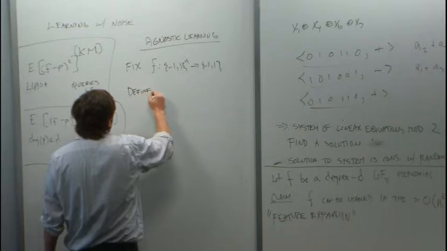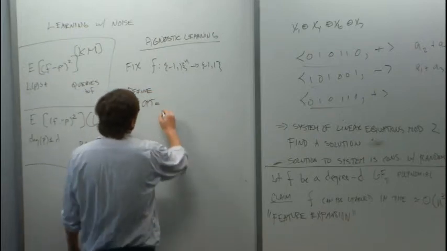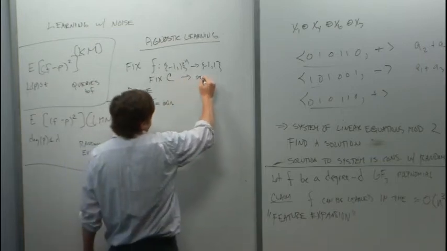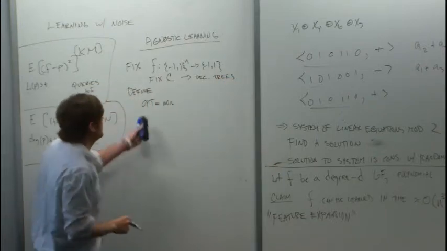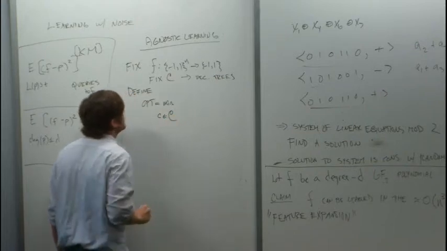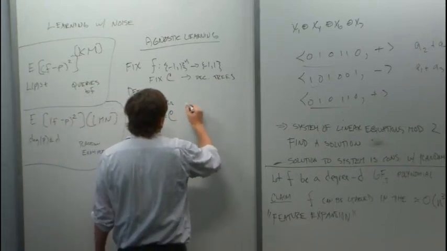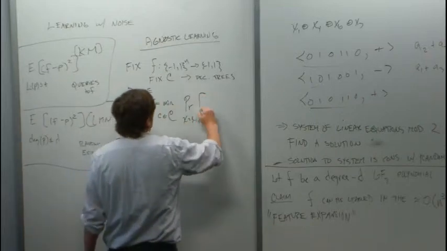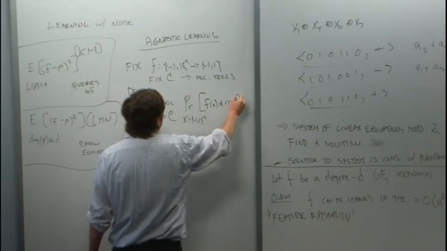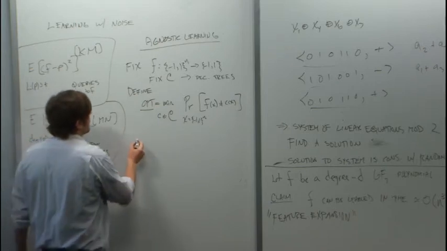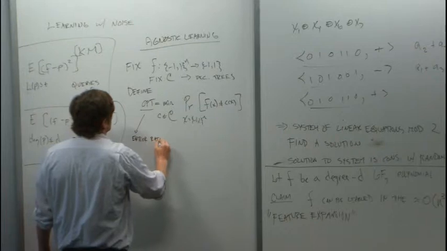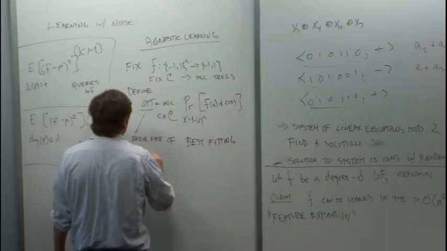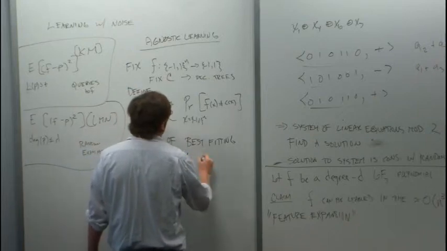And then I'm going to define a quantity opt. OK, so I also want to fix some concept class, C. Here you can think of C as being decision trees if you'd like. Now I want to define a quantity opt. It's the minimum over all c in C of the probability, when x is chosen from {-1,1}^n, that f of x does not equal c of x. So this is the error rate of the best fitting concept c with respect to f.